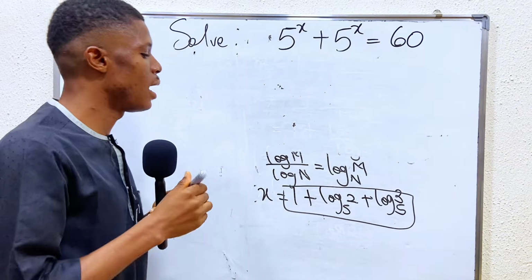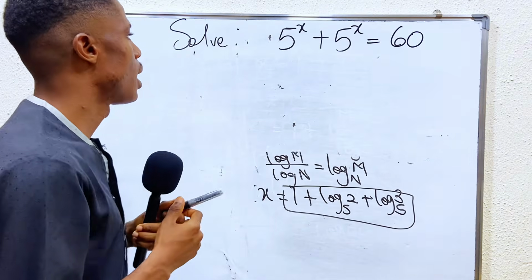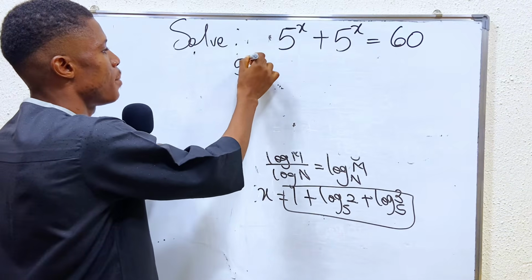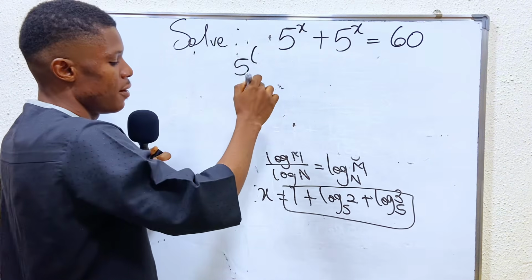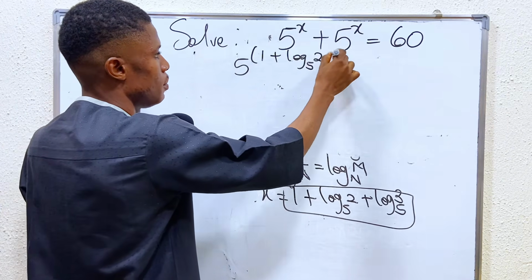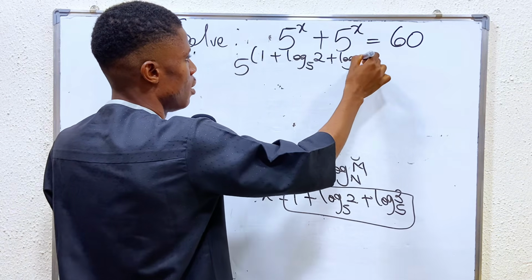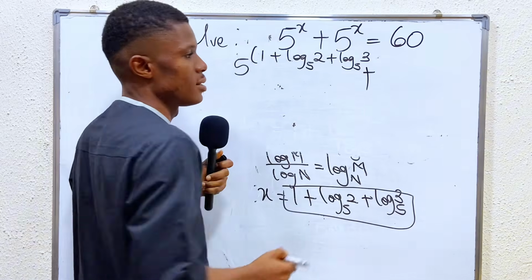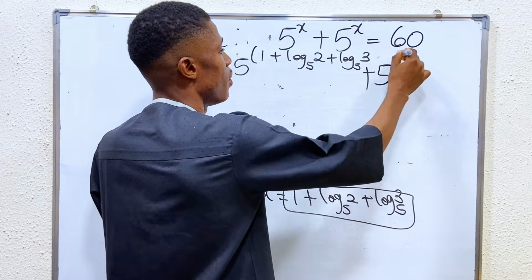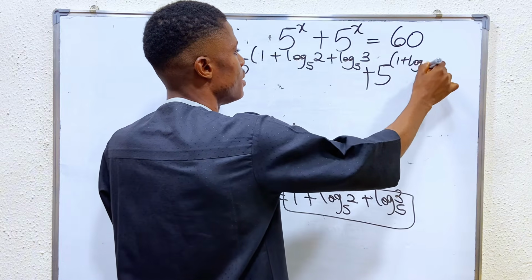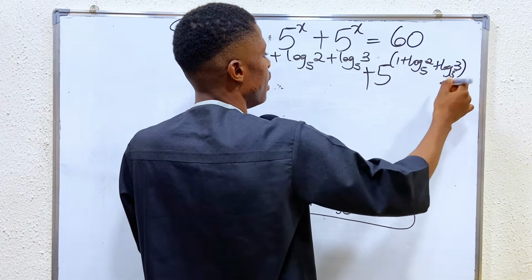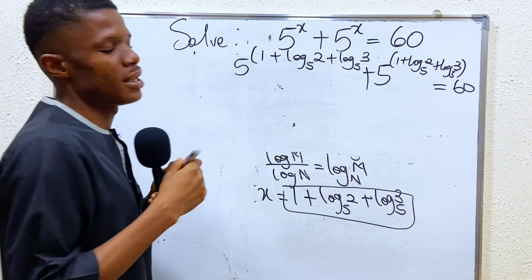Here, let's check whether our answer is correct. To check, we are going to substitute x. So instead of writing 5 power x, 5 will be raised to 1 plus log base 5 of 2 plus log base 5 of 3. Then we repeat the same thing: 5 raised to the power of 1 plus log base 5 of 2 plus log base 5 of 3, and that should equal 60.